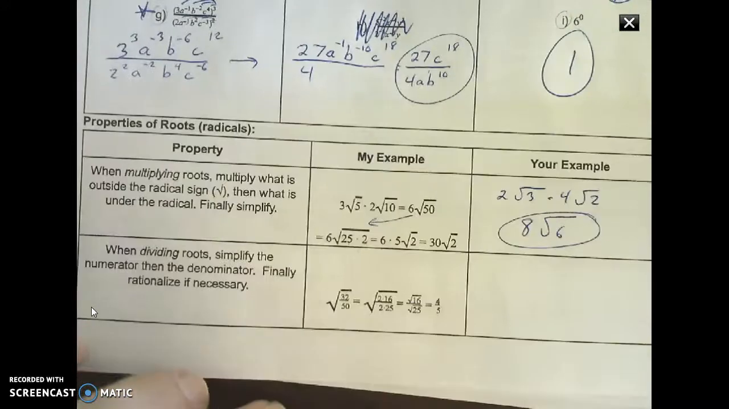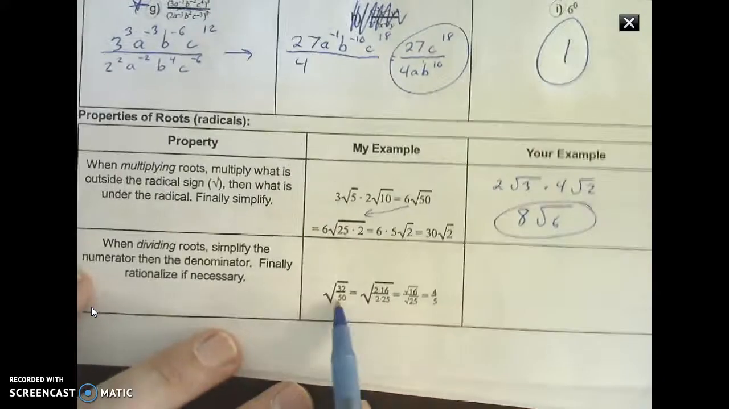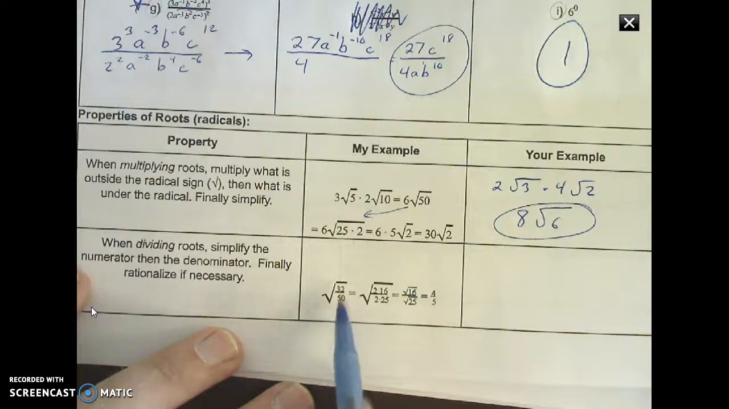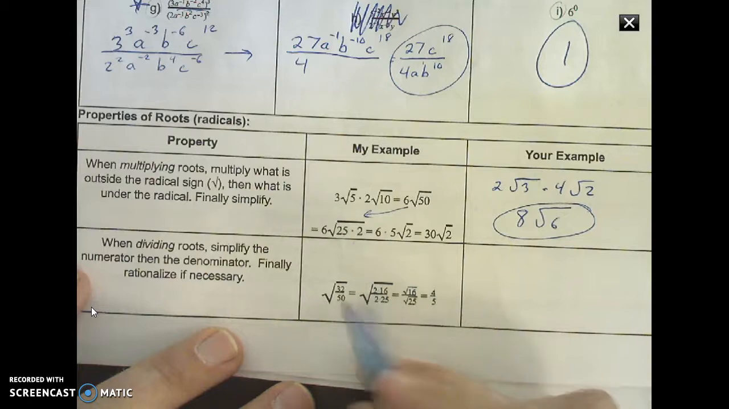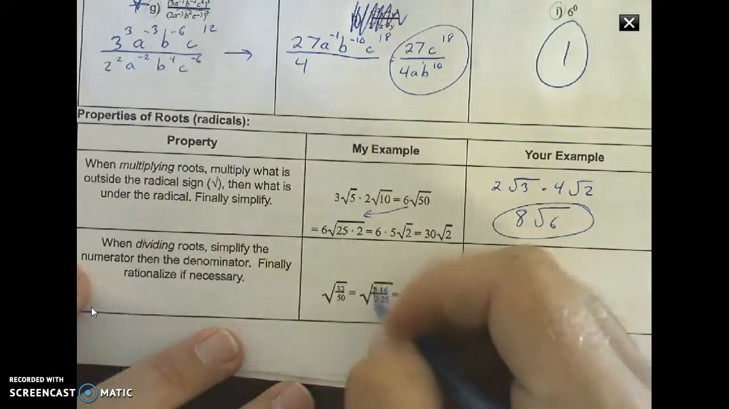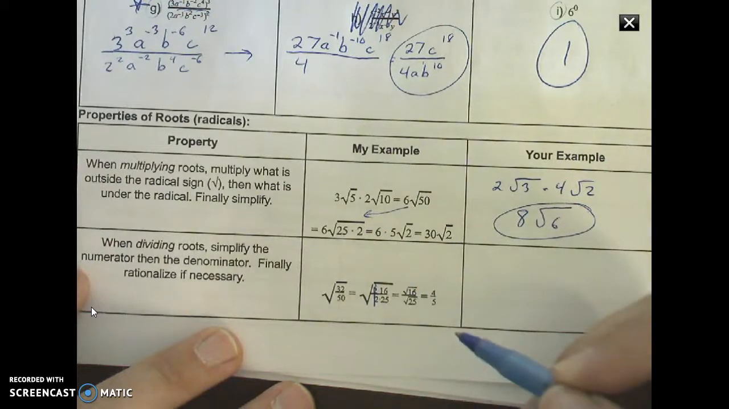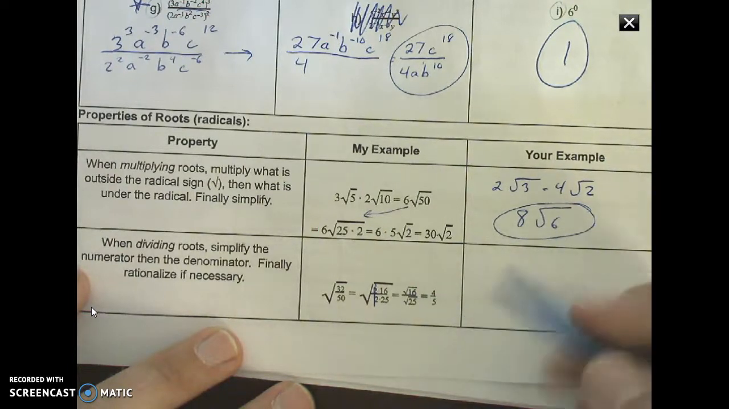When dividing roots, simplify the numerator and the denominator. Finally rationalize if necessary. This is really nice, and it will help you guys out immensely. Square root of 32 over 50. 2 can go into both of them. So what you can do is break it up. 2 times 16 gives me 32. 2 times 25 gives me 50. Cross the 2's off. Now I have square root of 16 over square root of 25, 4 over 5.